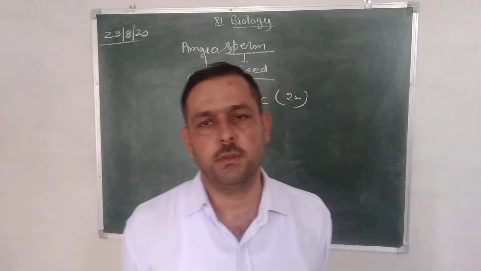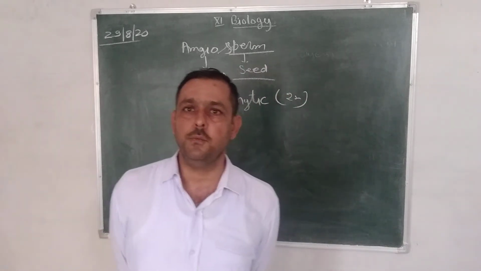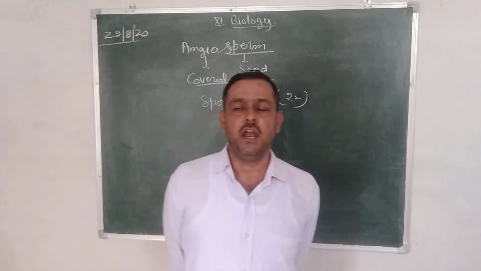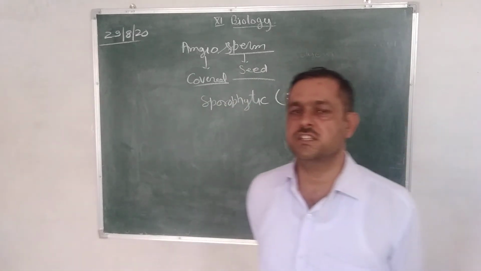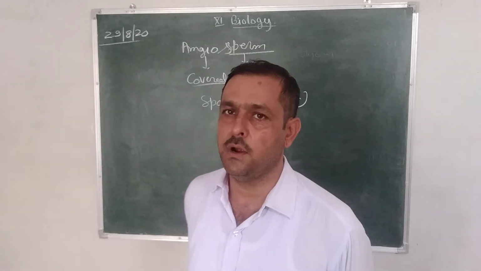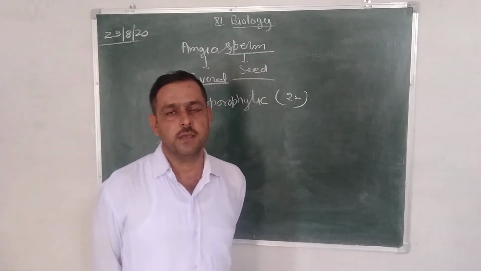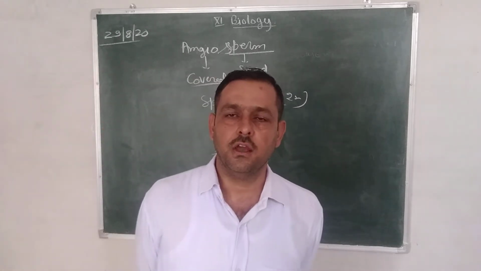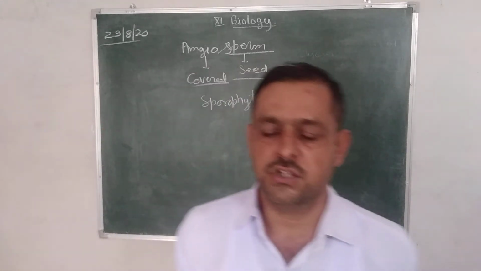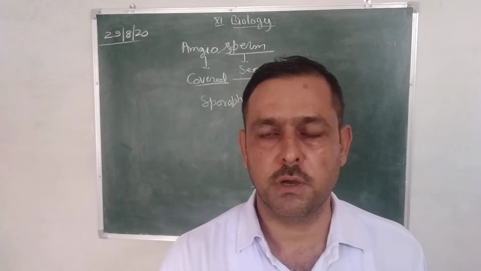In angiospermic plants, roots are of 2 types, taproot and adventitious root. Leaves are of 2 types, meaning simple leaves and compound leaves are found in angiospermic plants. Stems, herb, shrub, tree, all types of stems are found in angiospermic plants.